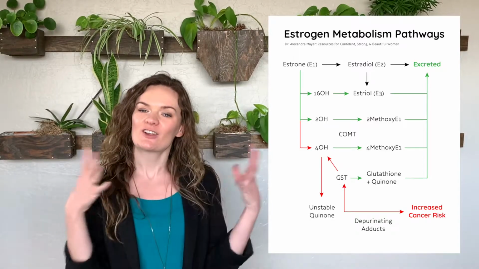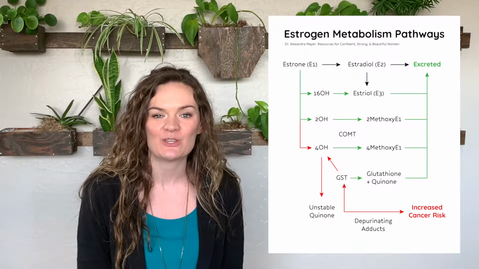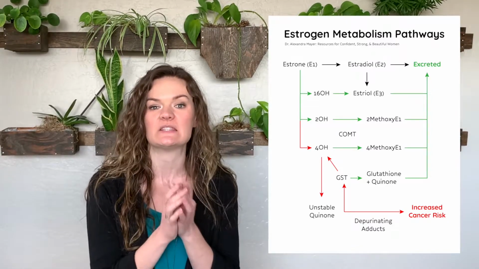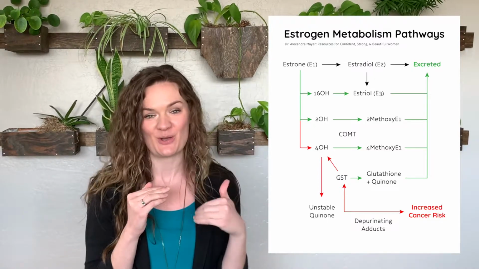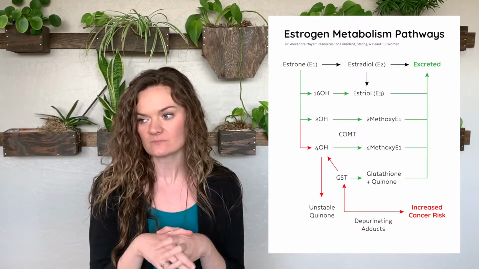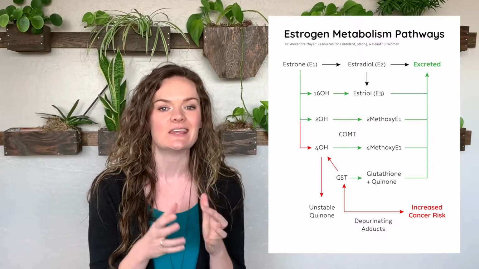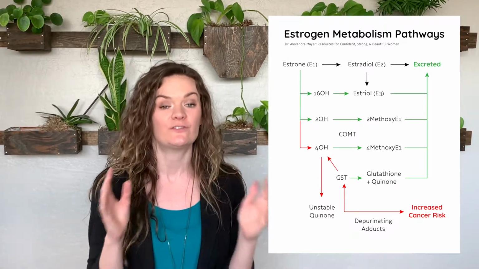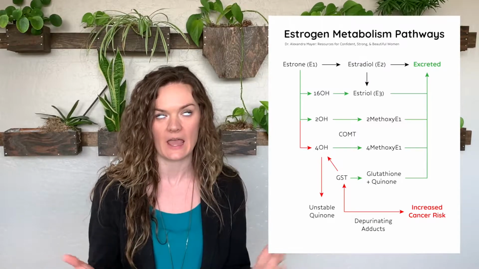You'll remember, and you can see on our little diagram here, that when you go down the 4-OH pathway, you end up with these quinones. And then the quinones need to be either neutralized or go back down the 2-OH pathway and out through excretion. If they're not neutralized, they're going to create these DNA adducts, these DNA depurinating adducts that are going to affect your DNA and can cause changes and cancers and things like that.